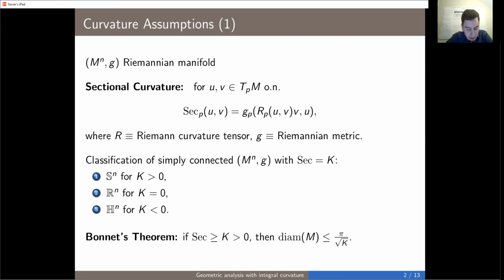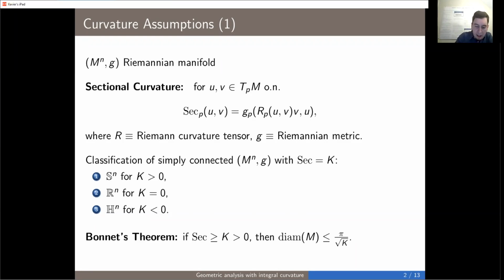What can we say about sectional curvature? Sectional curvature is actually a pretty strong notion of curvature. For instance, we have a complete classification of simply connected manifolds that have constant sectional curvature. If you have a simply connected manifold with sectional curvature equal to some constant k, then you have to be in one of these three cases. Either you have a sphere if k is positive, Euclidean space if k is 0, or hyperbolic space if k is negative. So you're in one of these three spaces.